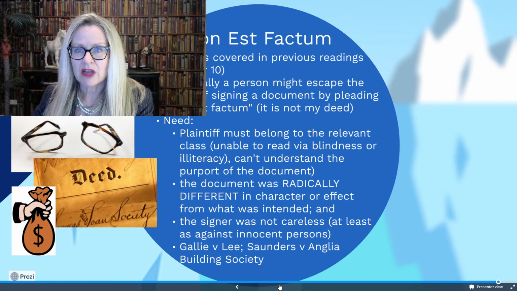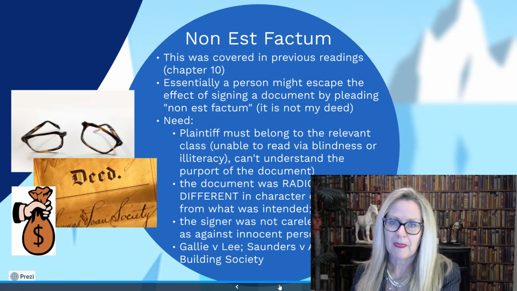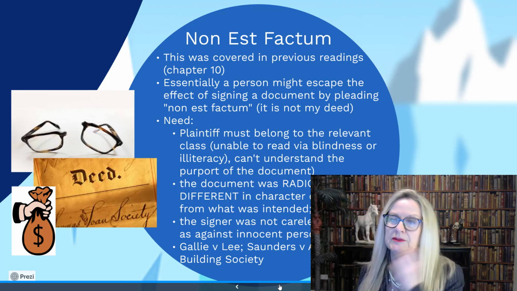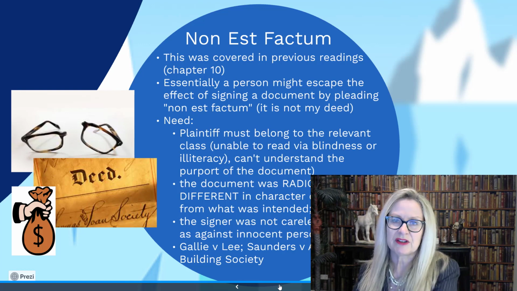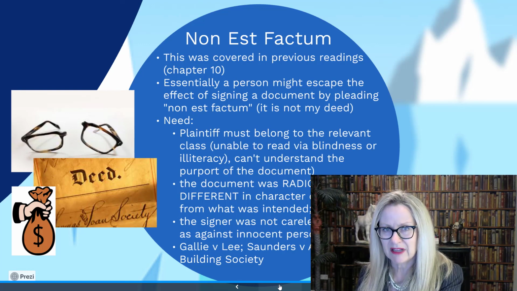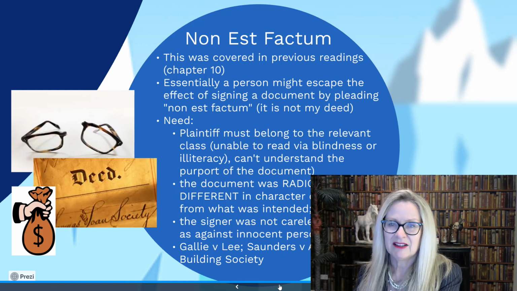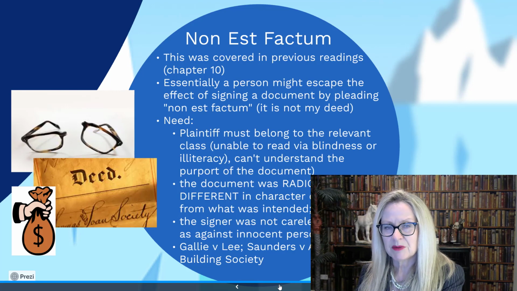The last kind of unilateral mistake is a funny old category of cases. We call them non est factum. That's another Latin phrase, yay, for it is not my deed. It's not my deed. This was covered in Chapter 10 of law, so you should be across it already. No need to labour it.